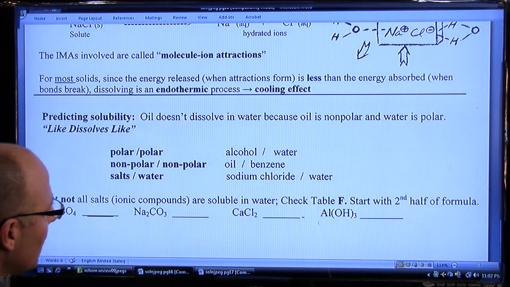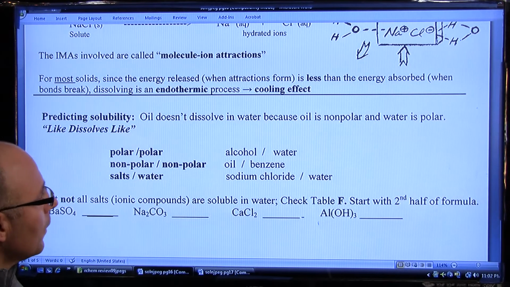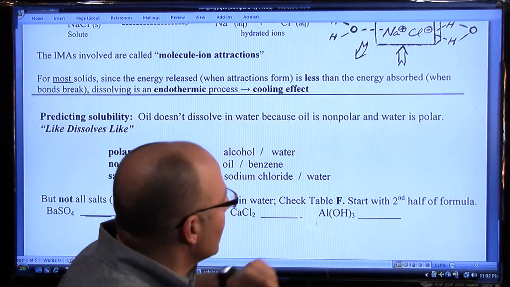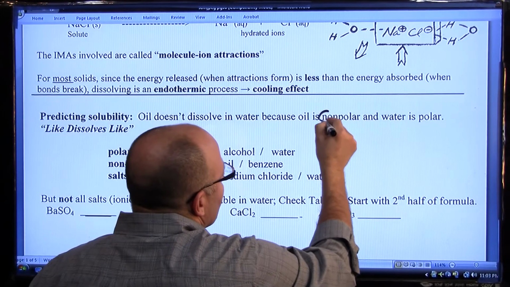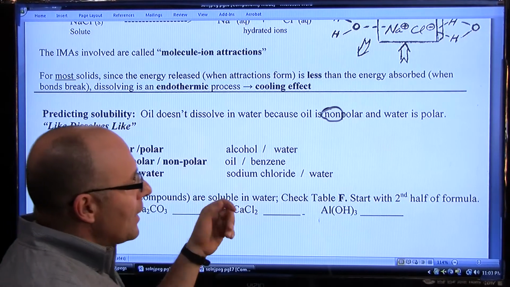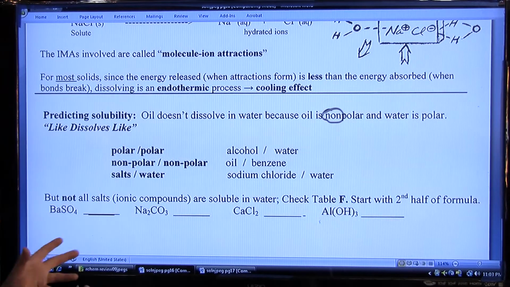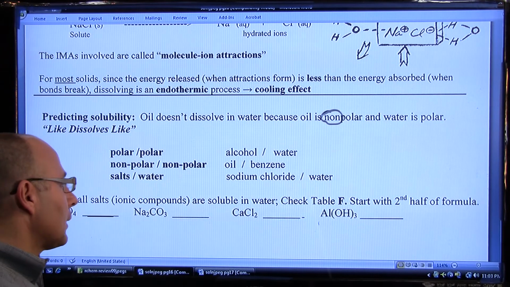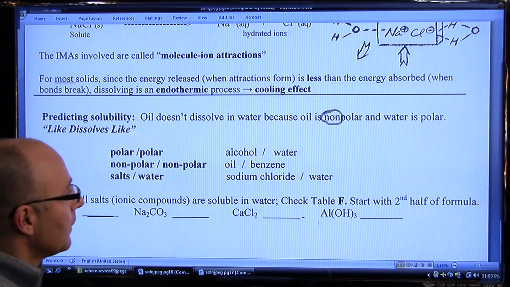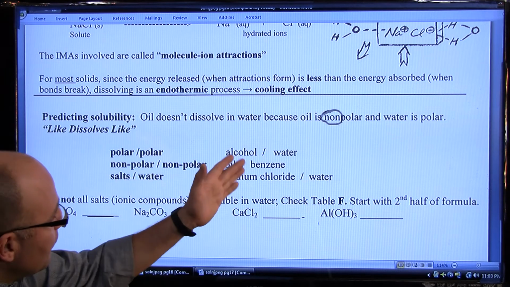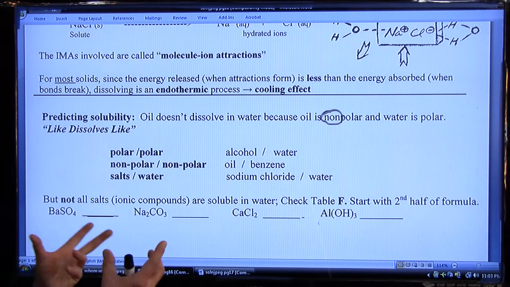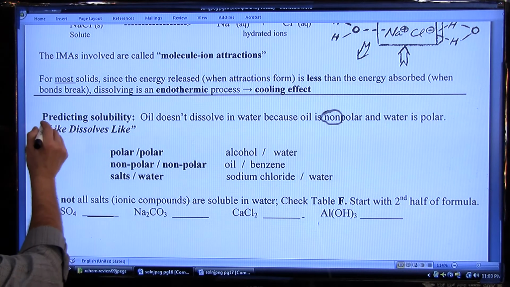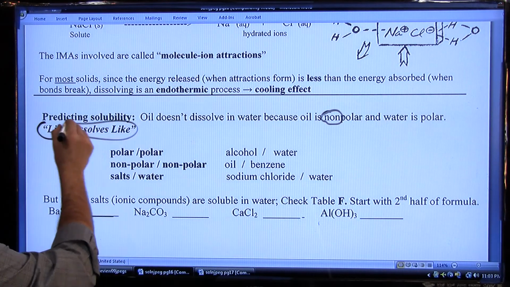And that's the reason why oil doesn't dissolve in water, because oil is nonpolar and water is polar. So in this case, the intermolecular attractions holding the oil molecules to each other are very different from the intermolecular attractions that hold the water molecules to each other. And so, since they're different, they won't dissolve in each other. The energies just won't match. All right, so like dissolves like is really the guiding rule here.